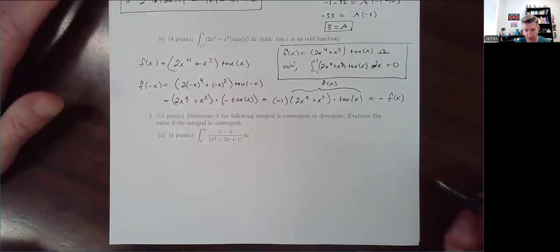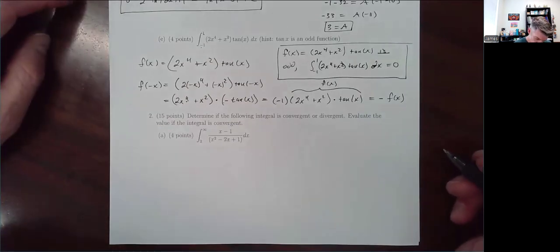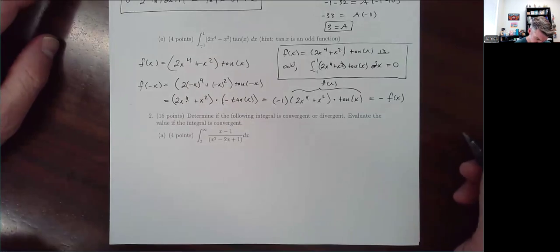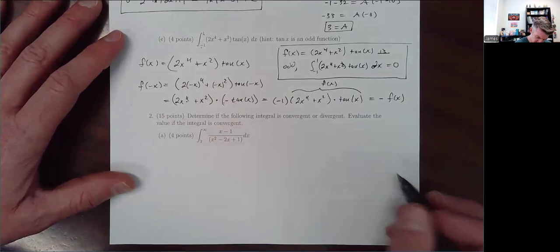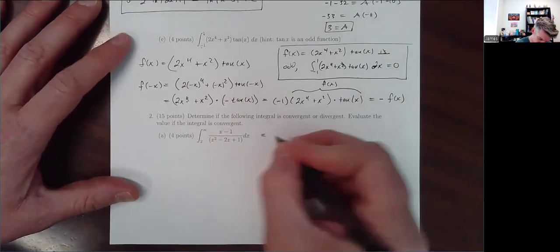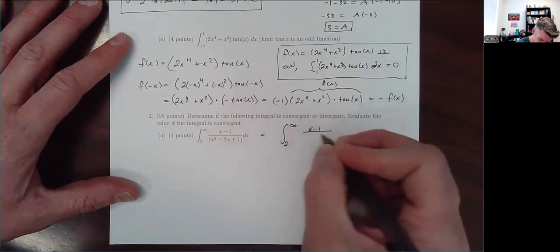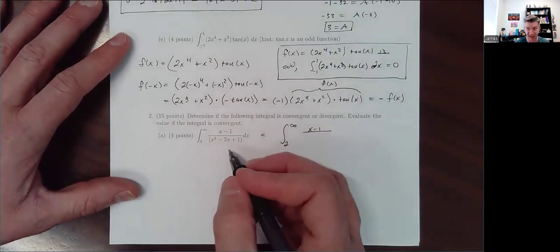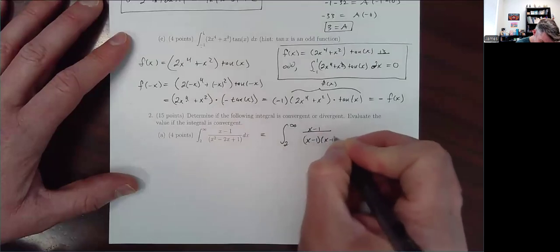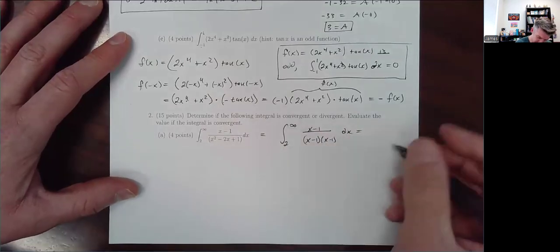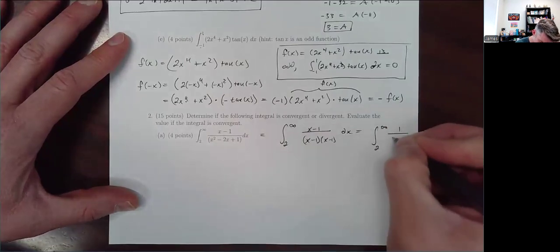Determine if the following integral is convergent or divergent. Evaluate the value if the integral is convergent. Interesting. I don't love this question. I'm going to point out that this certainly looks to me like the integral from 2 to infinity of x minus 1 over the denominator, which factors as x minus 1 times x minus 1. So rewriting it, it's really the integral from 2 to infinity of 1 over x minus 1.